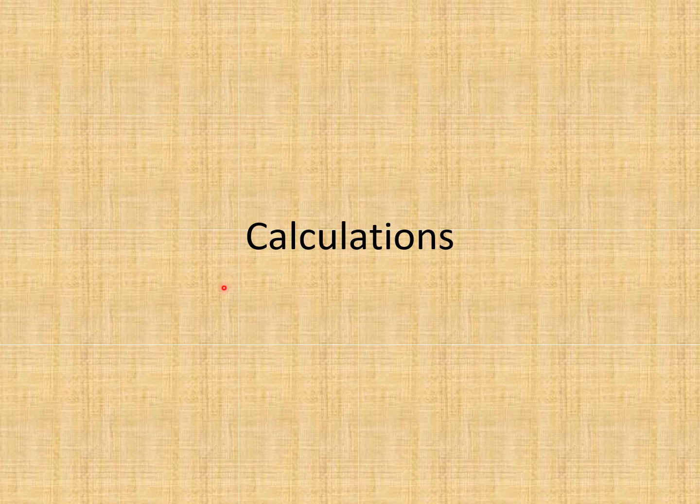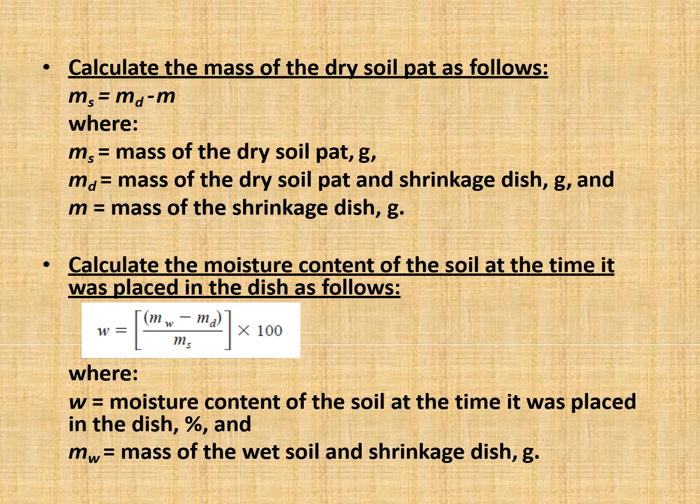Now in the following slides you would find some information about the calculation work. So first thing is to calculate the mass of the dry soil pad as follows. M sub s is equal to M sub d minus M sub c, where M sub s is the mass of the dry soil pad in grams, M sub d is the mass of the dry soil pad and shrinkage dish in grams, and M sub c means mass of the shrinkage dish. So in this way you can determine M sub s, that is the mass of the dry soil pad.